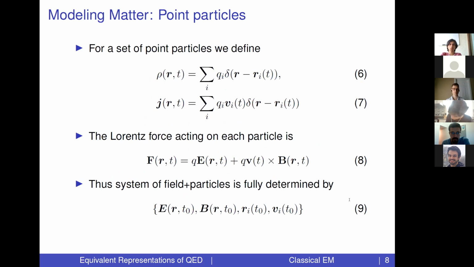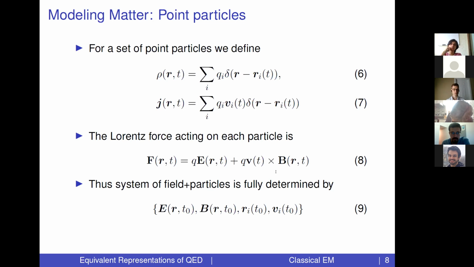So if we have a set of point particles, we can define the density associated with each point particle by a delta function and the corresponding charge. And similarly, for the charge current, we have the localization with the corresponding velocity vector and the charge. And then we also know how forces act on these charged particles by the Lorentz force, which depends on the electric field and the magnetic field.